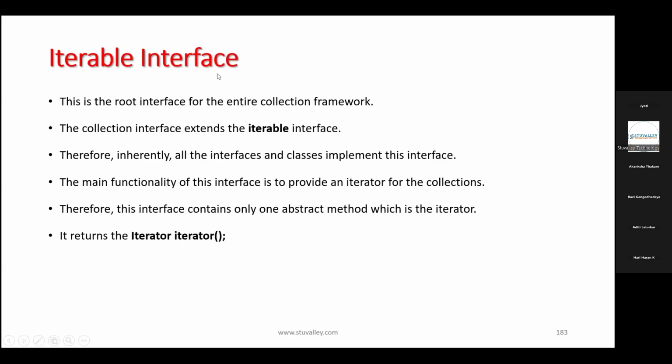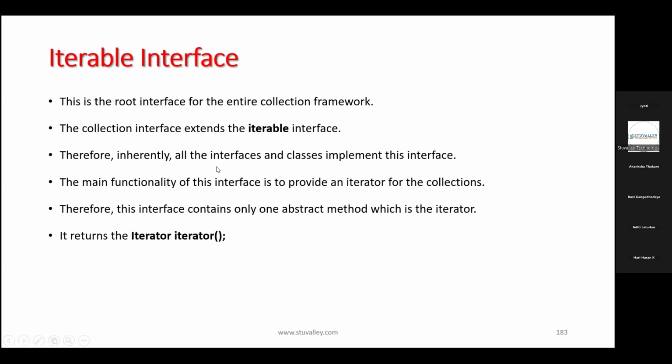First one is the Iterable interface. It is a parent interface or root interface for the entire collection framework. The collection framework is already defined. All these interfaces and classes are defined in the java.util package. Okay, these are utility classes. They provide you some utility functionality. That's why all these are defined in the util package.